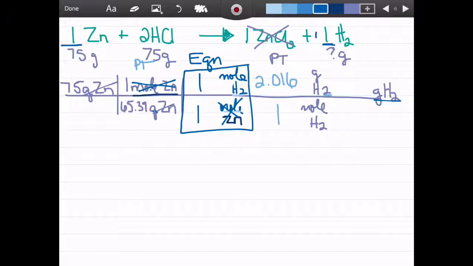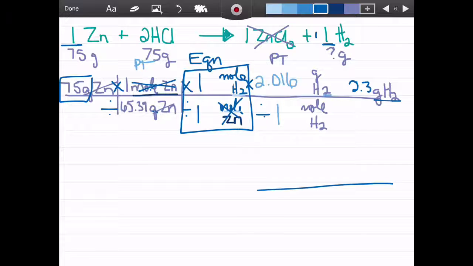Once I have that completed, then I can go ahead and actually solve by multiplying the numbers on the top and dividing the numbers down on the bottom. When I calculate that, I end up with a mass of hydrogen that is 2.3. Now 2.3 is rounded, but I'm rounding to 2 digits because I started with 2 digits. So this is my first answer. My second answer, this is going to go a little bit faster because I'm not going to explain every step of the way, but I'm going to start with 75 grams of hydrochloric acid, and I want to get to grams of hydrogen.